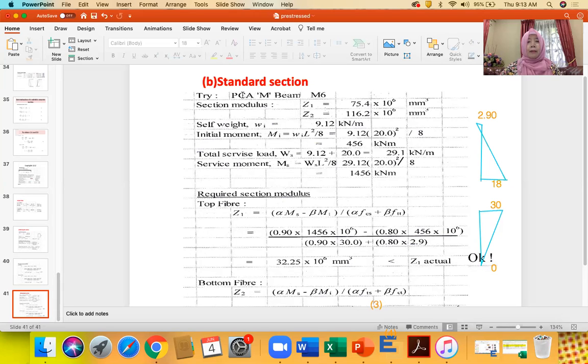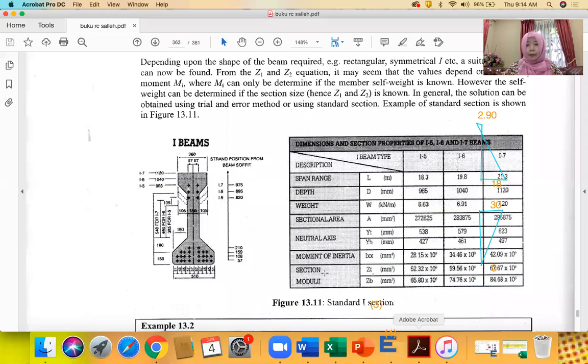For the PCAM BIM M6, it is the name of the section given in the handbook. Z1 and Z2 are also given, and the area is also given. So we just need to calculate WI and MI and also WS and MS. Don't worry, in the final exam we will give you the section and the values of Z1 and Z2, as well as A and Z. You can see here, Z is also given. Z top means Z1, Z bottom is Z2.